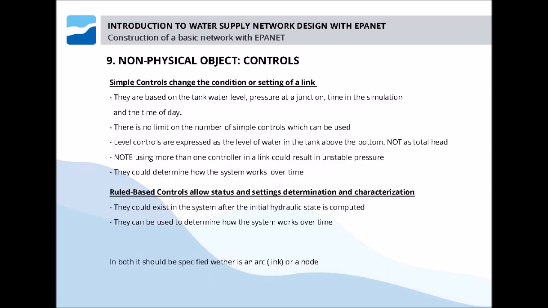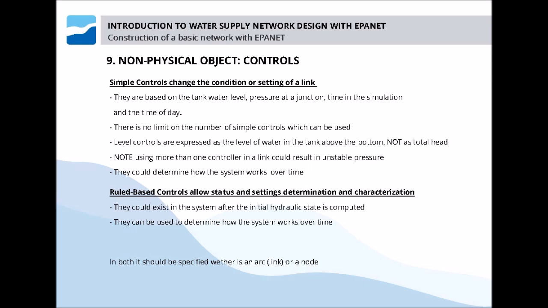To finish this teaching unit, where we have reviewed all the physical and non-physical objects that an EPANET project includes, we will now talk about the controls of our network. Controls are instructions setting how the network operates over time.